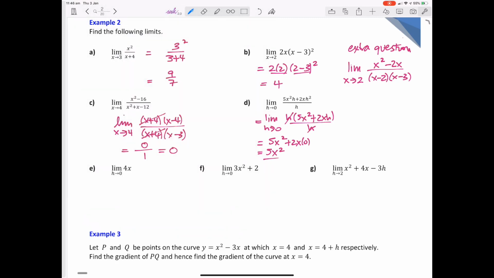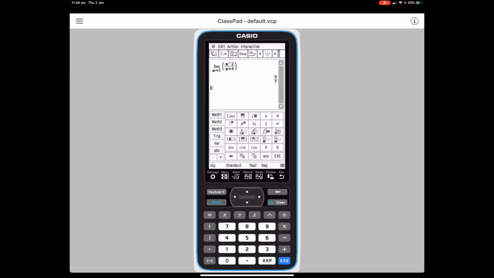Now I've written another question out here because I wanted to show you, in this case here, if I sub 2 in, the bottom's going to equal 0 and it'll be undefined. However, if we say the limit as x approaches 2, I can take out an x on top, x minus 2, x minus 2, x minus 3. They cancel. Then we can sub in 2. 2 on top, 2 minus 3. I get 2 on negative 1, which is negative 2. Now let's sketch this graph, x squared minus 2x on x minus 2, x minus 3.